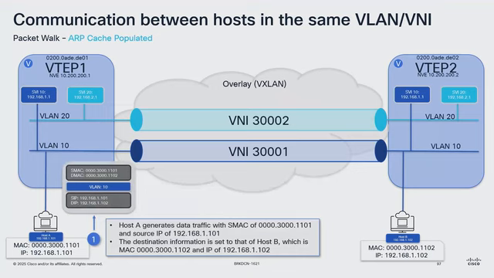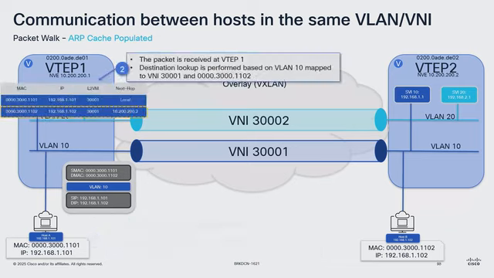So the first thing that's going to happen is this host is going to generate traffic leveraging its source MAC and IP, but the destination MAC is going to be the destination MAC of this host B, because it already has the ARP table populated, okay? So what's nice about that is it comes in via Ethernet. This is the Ethernet frame.